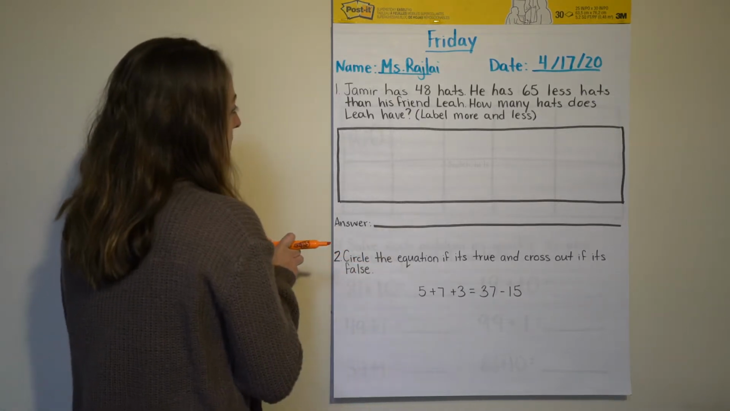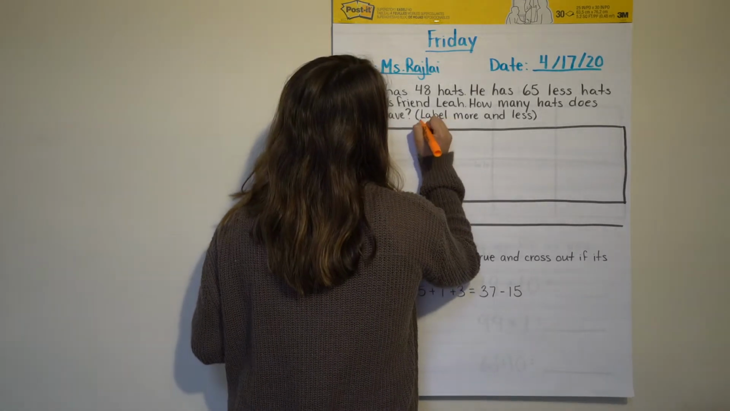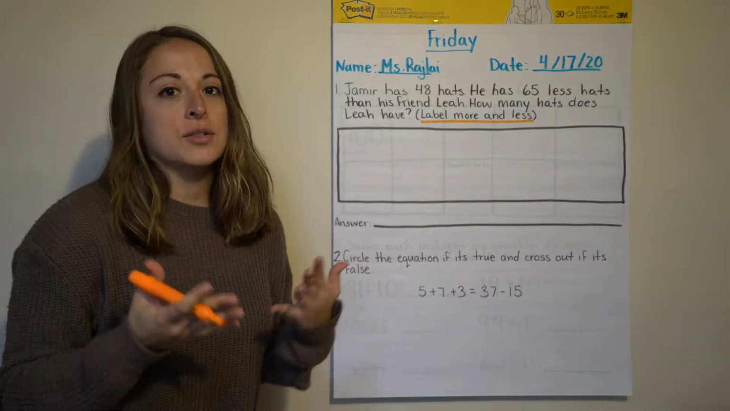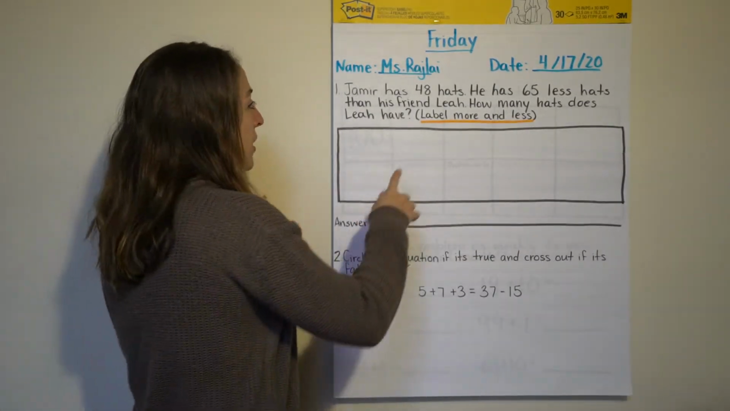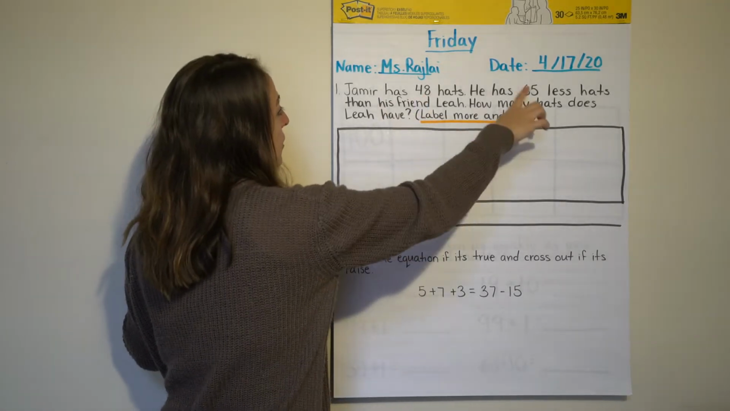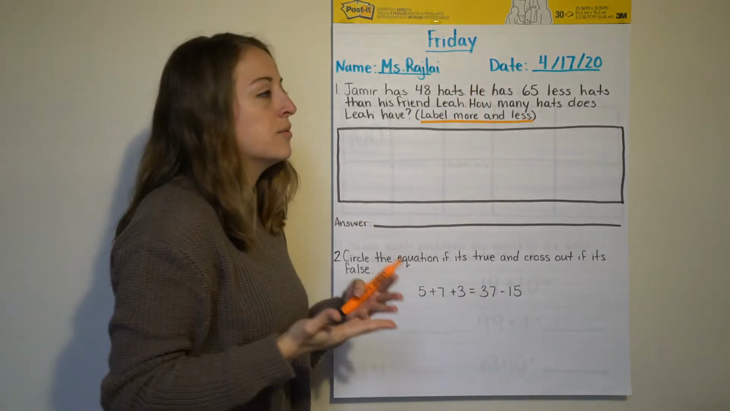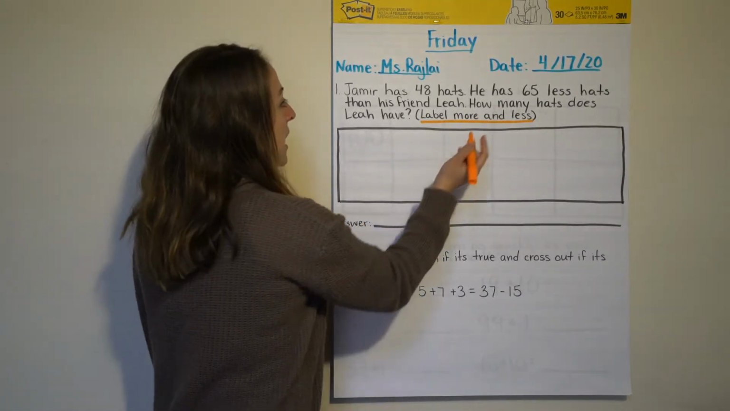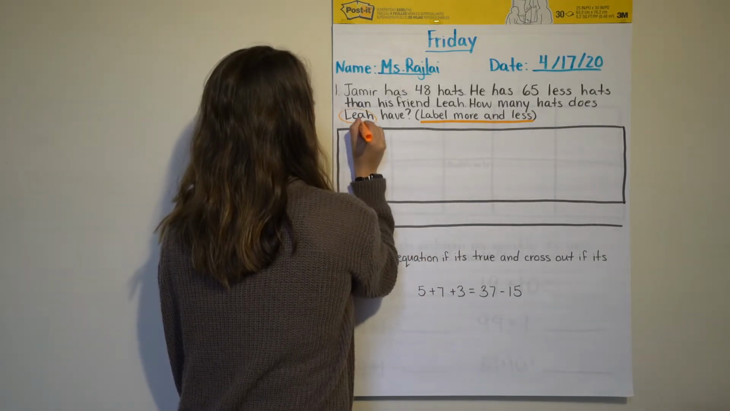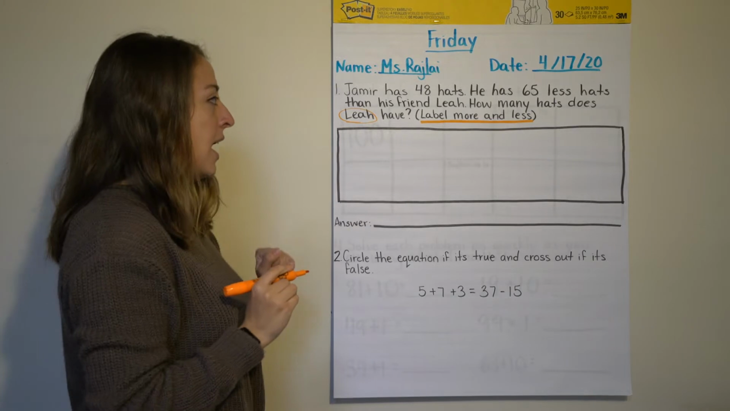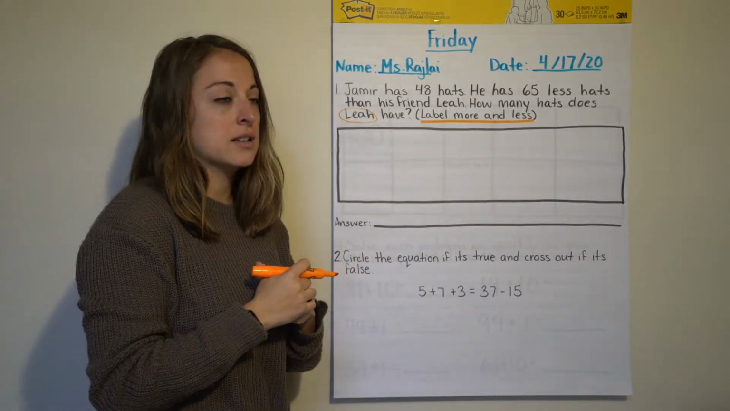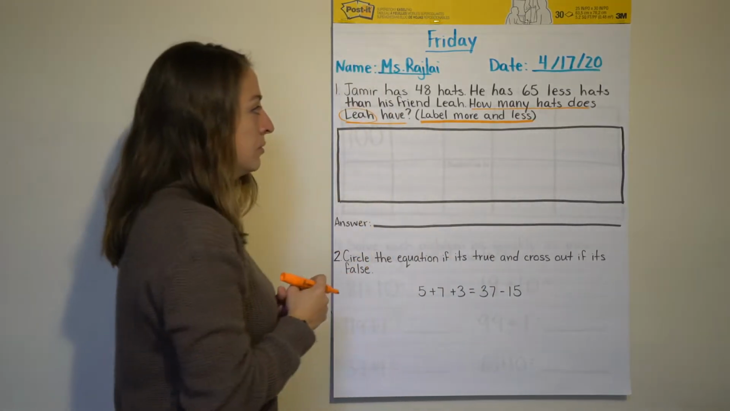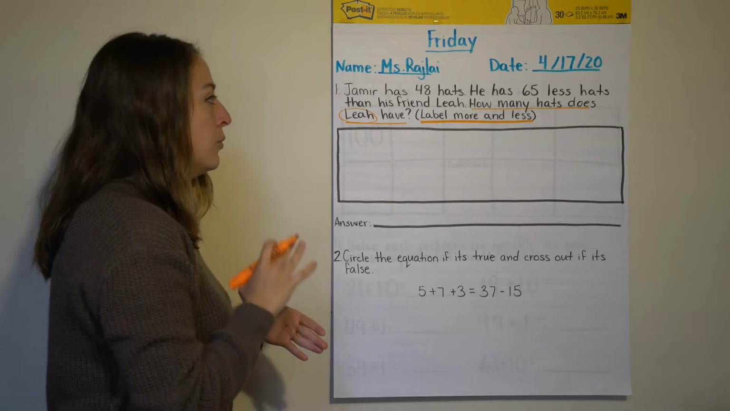Okay, so it says label more and less. This is so important. We don't know if we're adding or subtracting. It doesn't matter if Jameer has 48 or if you see this number here. That doesn't really tell us if we're adding or subtracting. What tells us is actually what the question's asking about. They're asking about Leah. So if Leah has more, we're going to add. If Leah has less, we're going to subtract. So the question really explains what we need to do. So first, we need to label more and less.